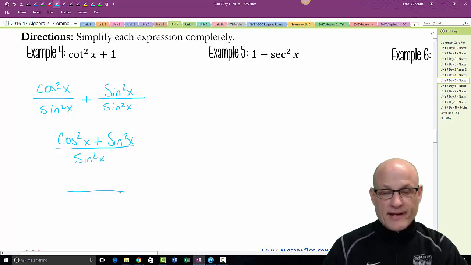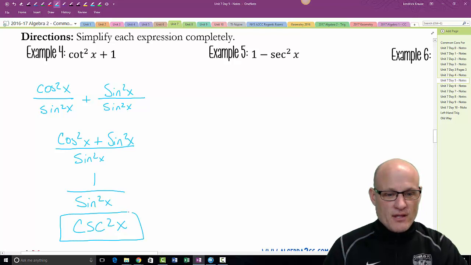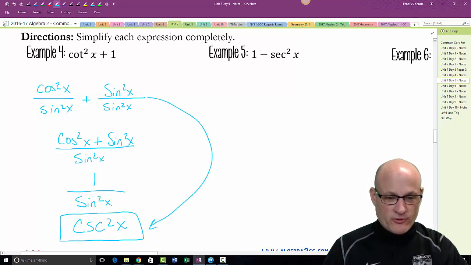And then you just ranted and raved about the fact that everybody should know that cosine squared x plus sine squared x is really 1. So this is 1 over sine squared x. But 1 over sine squared x is really cosecant squared x. Now, that's the mathematical proof to get there.